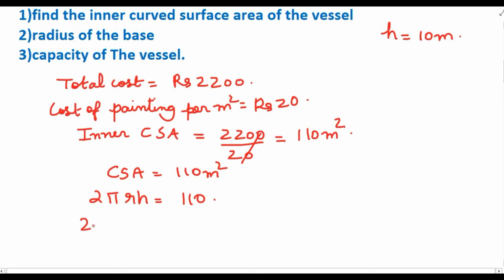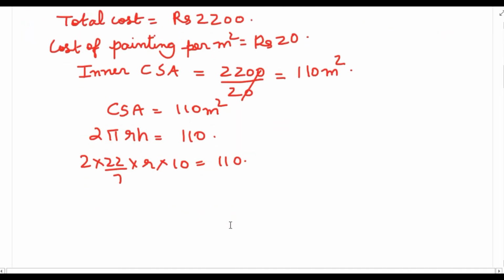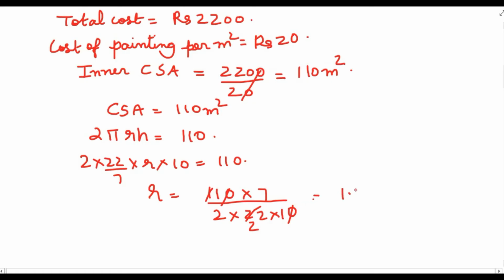Height is already given as 10 meter. So 2 pi r into 10 is equal to 110. So radius is equal to 110 into 7 divided by 2 into 22 into 10. We can cancel. So 7 divided by 4 is 1.75 meter.